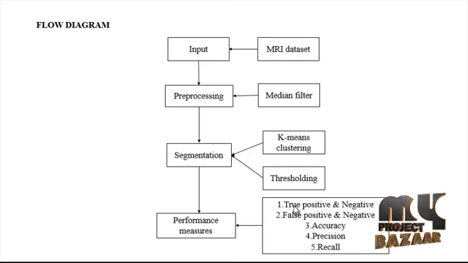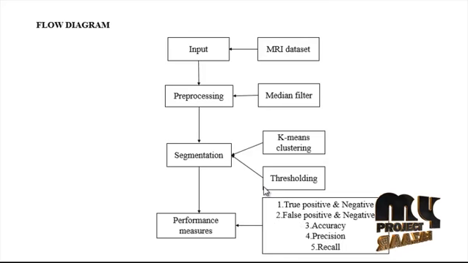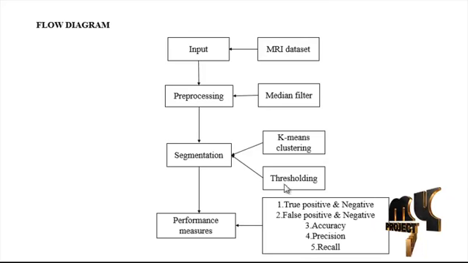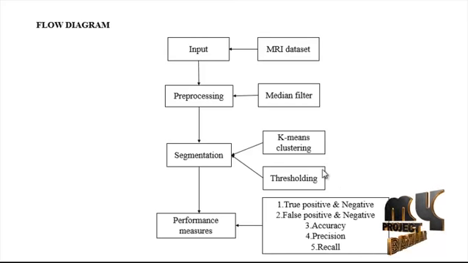That is true positive and true negative, and false positive and false negative. By using the true positive, false positive and false negative, we calculate the accuracy, precision, and recall. By using the accuracy, we calculate the overall performance accuracy of the process, and then the precision. The formula is based on the true positive, true negative, false positive and false negative. By using this formula we calculate the precision, and finally we calculate the recall.